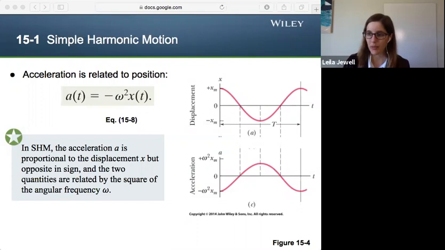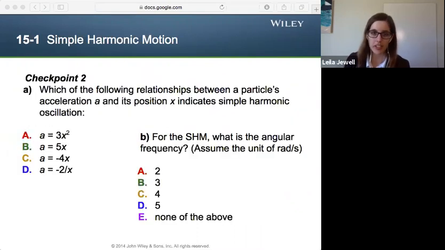All right, so with this in mind, let's take a look at another checkpoint. So it says, which of the following relationships between a particle's acceleration a and its position x indicates simple harmonic oscillation, or simple harmonic motion? Part B, for the simple harmonic motion, what is the angular frequency, assuming the unit of radians per second, which is our classic angular frequency?